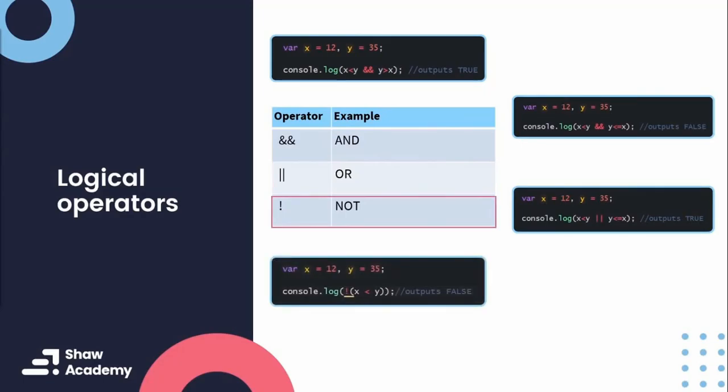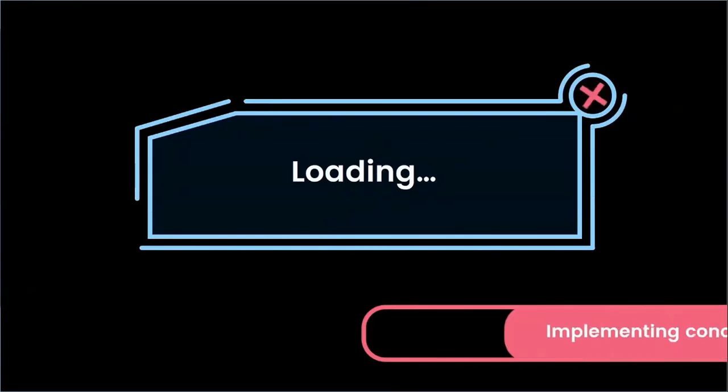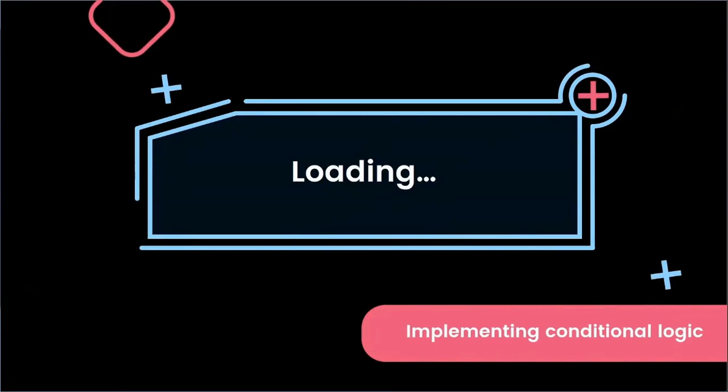And then lastly, we have the not operator, where we are asking the question, is x not less than y? Which is false, and this makes sense if you think about it, because x is less than y in this case. Outstanding. Now let's move on to our next topic for this lesson, implementing conditional logic.